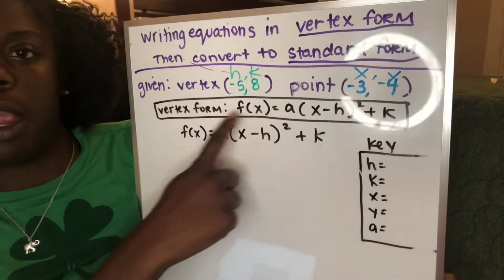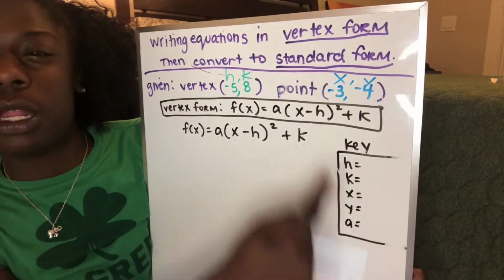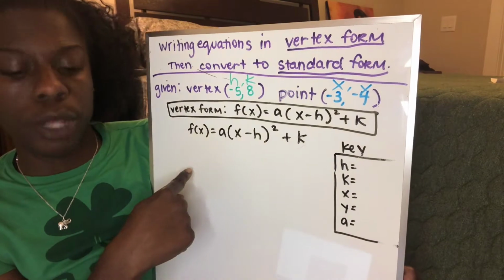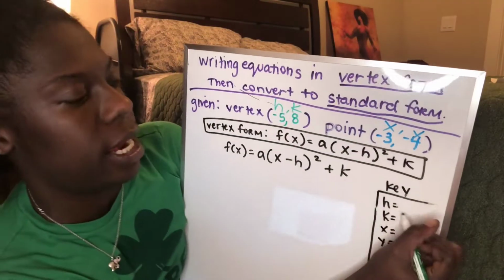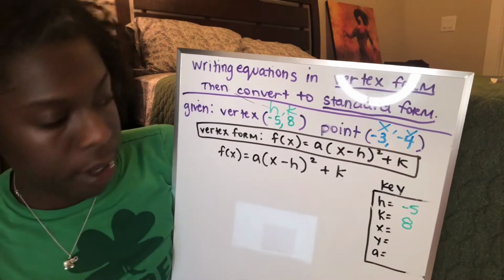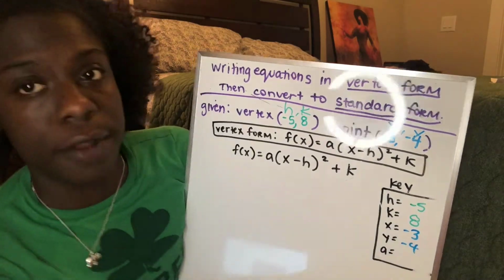So vertex form, I already gave it to us. I'm going to take those points and put them in my key because we're going to use those for substitution in order to write this new equation. So my h is -5, my 8 is k, the -3 is x, and y is -4, okay?